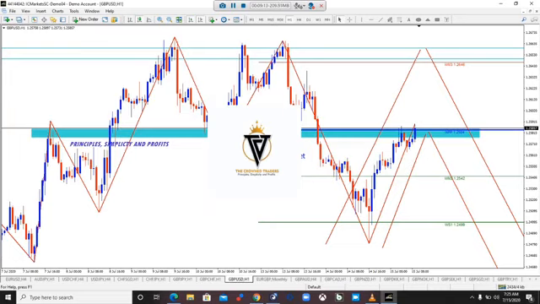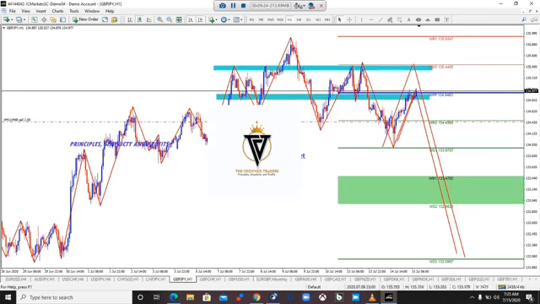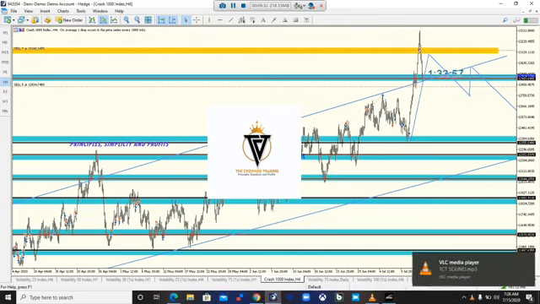Alright, so this is it for the GBP pairs. The three GBP pairs we are looking at: GBP USD, GBP CHF, and GBP JPY. The next we'll be looking at is the volatility index, the binary market.